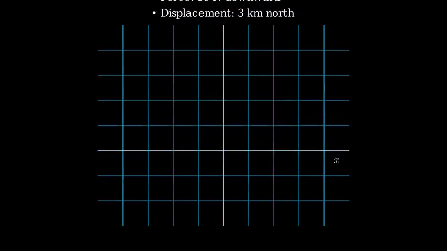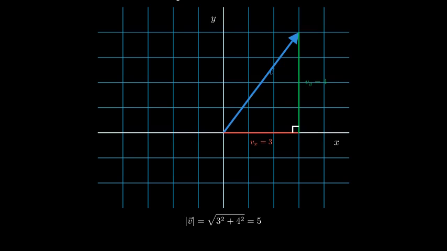In a two-dimensional plane, we can describe a vector using two components x and y. For example, this vector has an x component of 3 units and a y component of 4 units. Its magnitude, or length, is 5 units, calculated using the Pythagorean theorem.